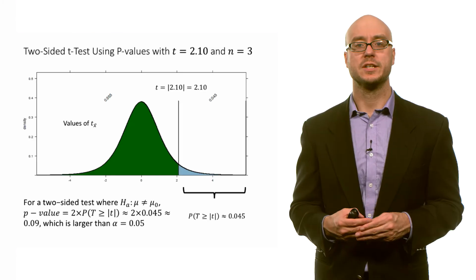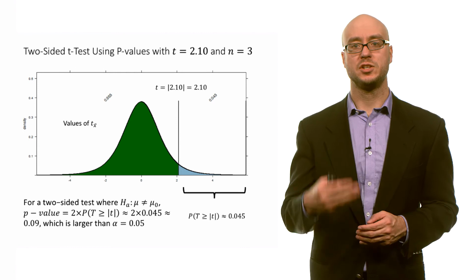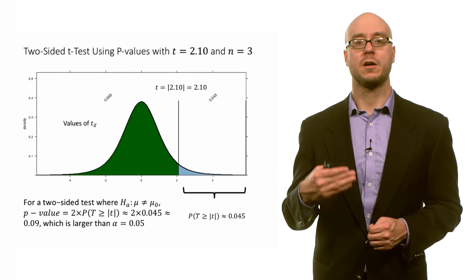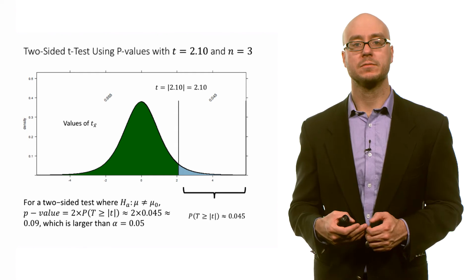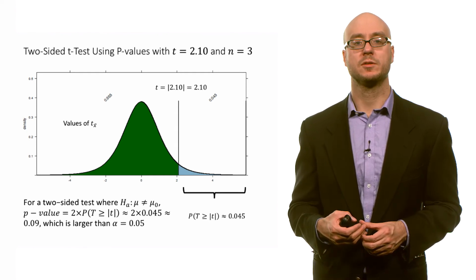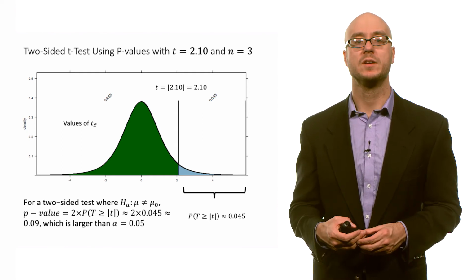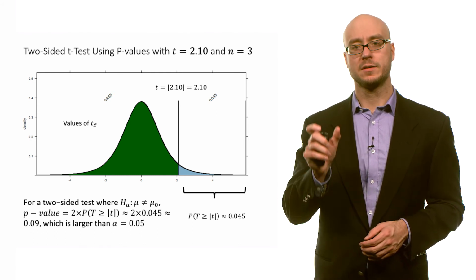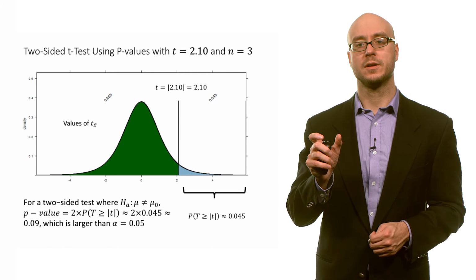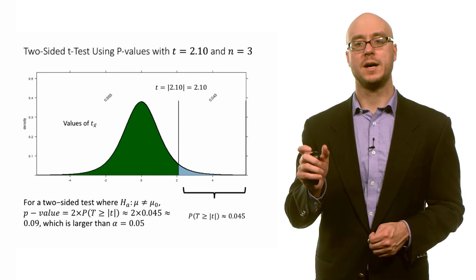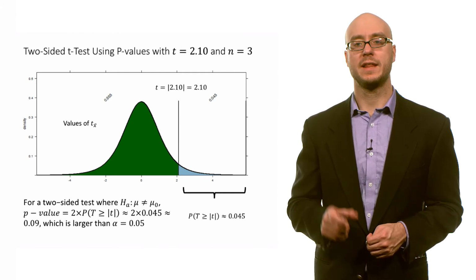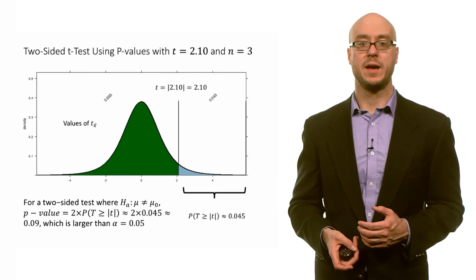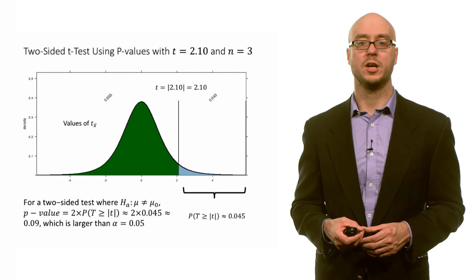But let's look at this. So if our t-test statistic is 2.1 and our sample size is 3, then our p-value is about 0.09. That's larger than 0.05. So we would fail to reject the null. That's because that area, in absolute value, more extreme, more positive than 2.1, that area is 0.045. Multiply that by 2, and we have a p-value of 0.09.